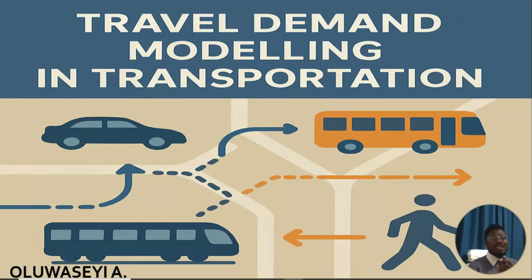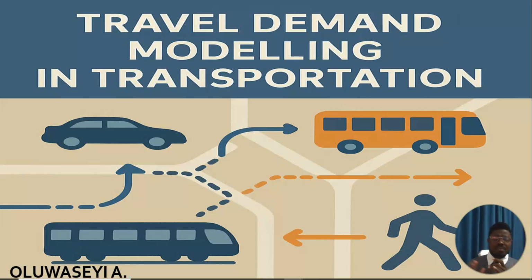Today, we are going to be looking into travel demand modeling in transportation. Here, we're going to be looking into the concepts involved and also the four steps involved in travel demand modeling, that is, trip generation, trip distribution, mode choice, and also trip assignment. But before we go into that, let's try to break this down.